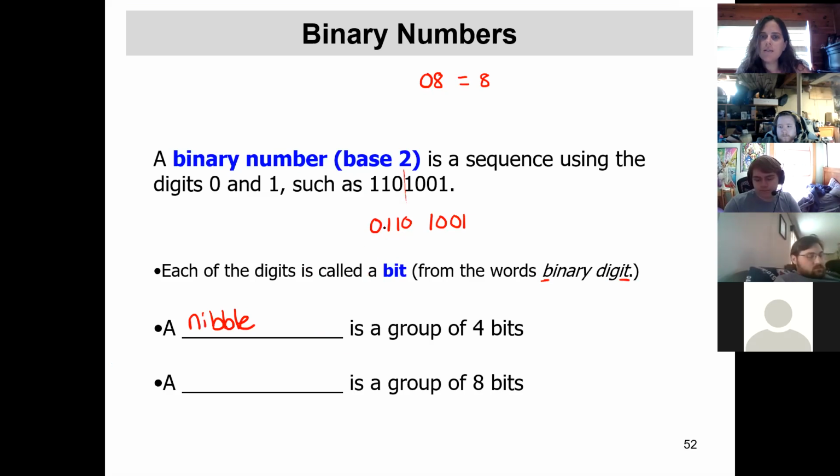So each of these is a bit. A group of 4 of these is a nibble. A group of 8 of these is a byte. We've heard of byte before.